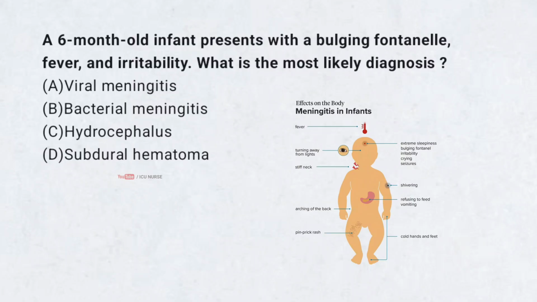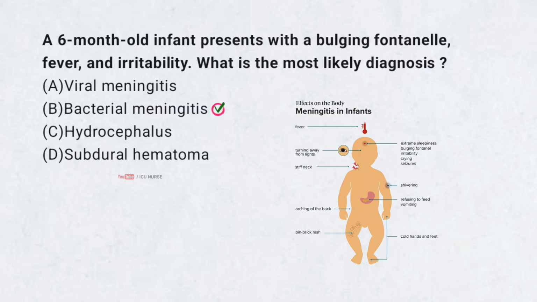A 6-month-old infant presents with a bulging fontanelle, fever, and irritability. What is the most likely diagnosis? A. Viral meningitis. B. Bacterial meningitis. C. Hydrocephalus. D. Subdural hematoma. Correct answer B. Bacterial meningitis.